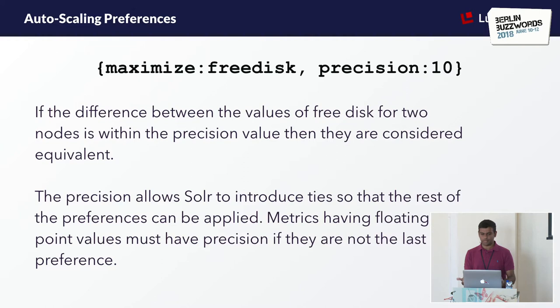So if the difference between the values of free disks for two Solr nodes is within this precision level, they are considered equivalent. Now, you can define multiple preferences, and if you have the same disk space, then you move on to the next choice, right? You move on to the next preference that you've defined. So you can define a list of preferences that Solr will sort the nodes on.